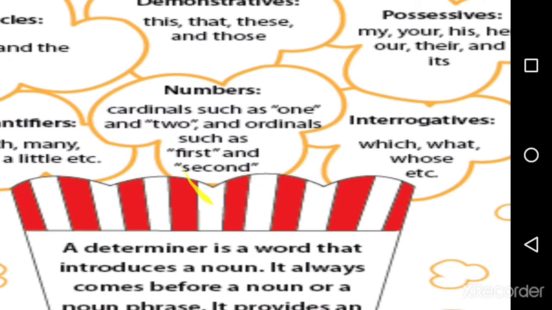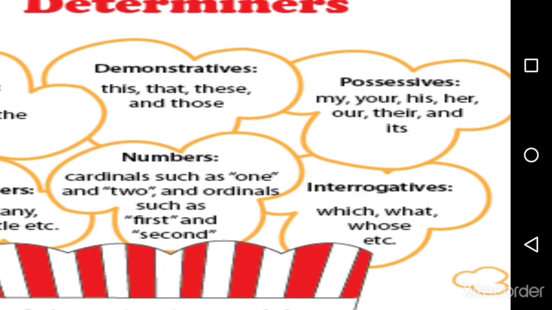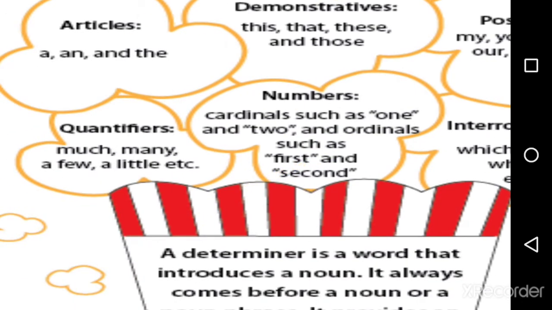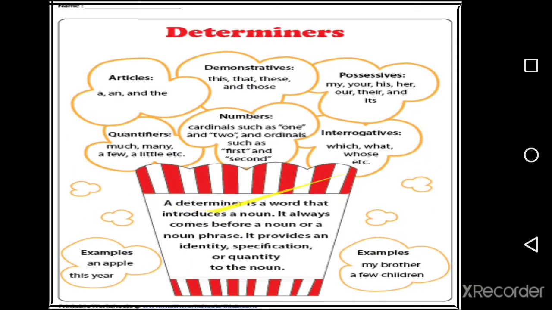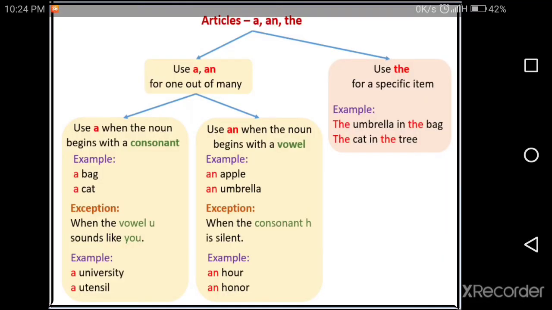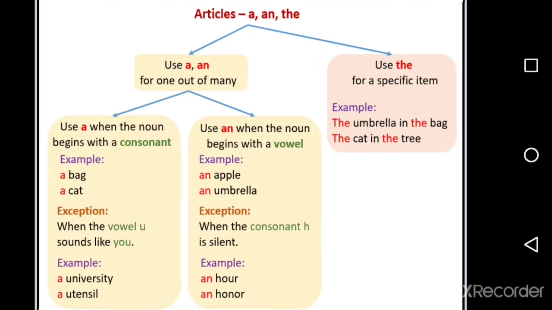In this slide, you can see the various types of determiners, that is articles, demonstratives, possessives, quantifiers, numerals, interrogatives, and yes, of course, there is one more type, that is distributives, although it is not mentioned here, but we will be dealing with that also. Although I have explained the articles in my previous video, let me explain the same in brief.